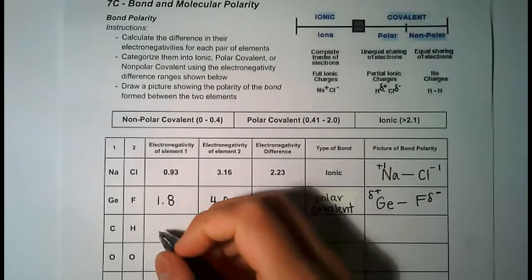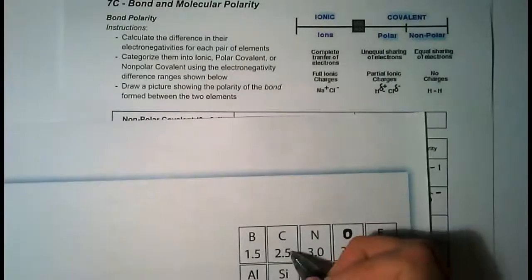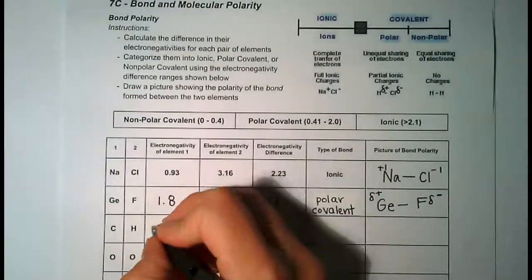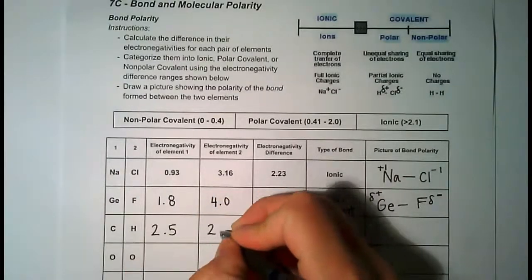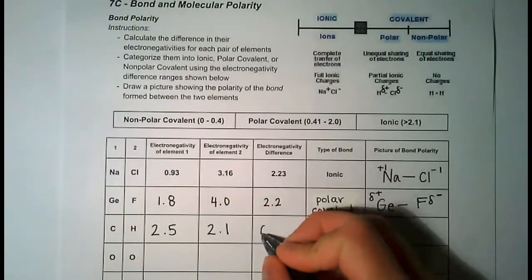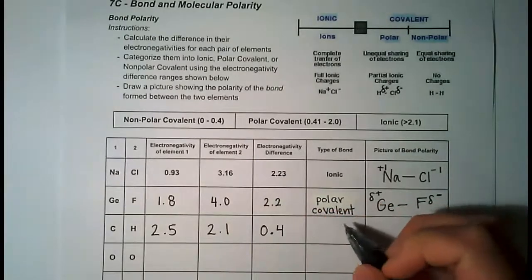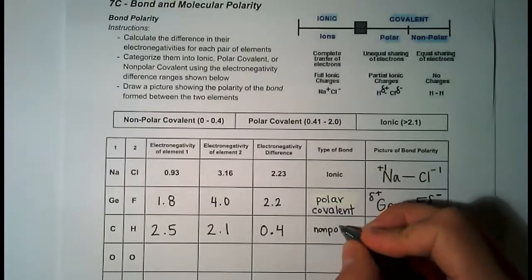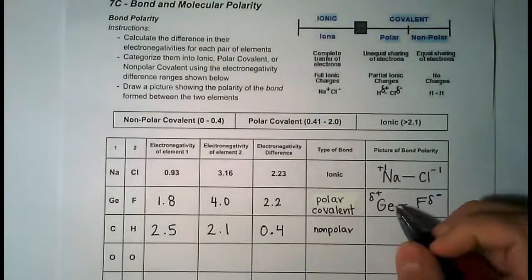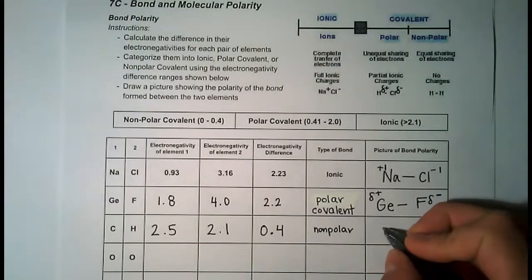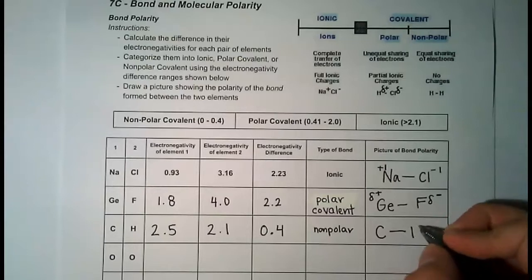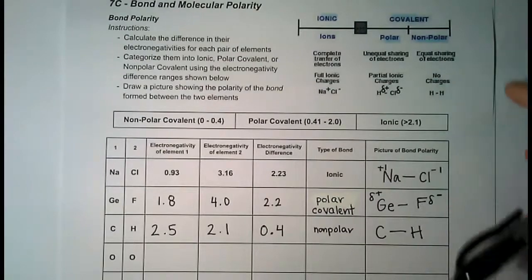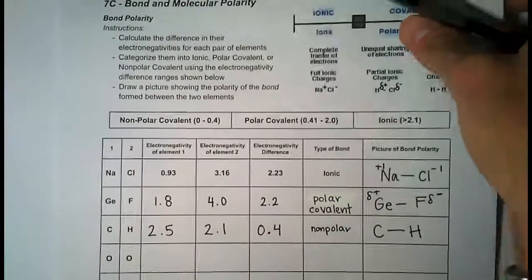Then we have carbon and hydrogen. Carbon is 2.5 on the electronegativity table, and hydrogen is 2.1. So we have 2.5 and 2.1 with a difference of only 0.4. And so this is relatively nonpolar. Nonpolar. It's within that range of nonpolar covalent bonds. So we are going to put carbon bonded with hydrogen, and we're not going to put any partial charges because this is a nonpolar bond.